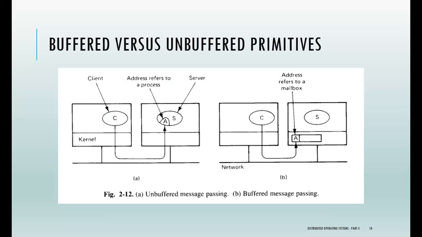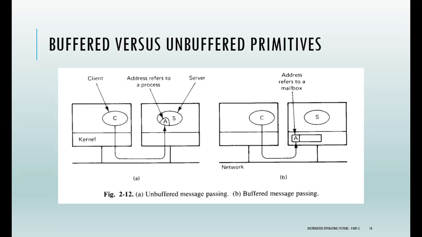Buffered versus unbuffered primitive. A single message buffer pointed to by M is provided to hold the incoming message. When the message comes in, the receiving kernel copies it to the buffer and unblocks the receiving process. The use of an address to refer to the specific process is shown in the diagram. This scheme works fine as long as the server calls receive before the client calls send. The call to receive is the mechanism that tells the server kernel which address the server is using and where to put the incoming message.